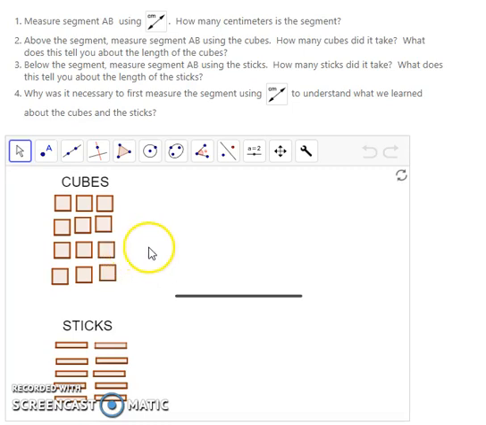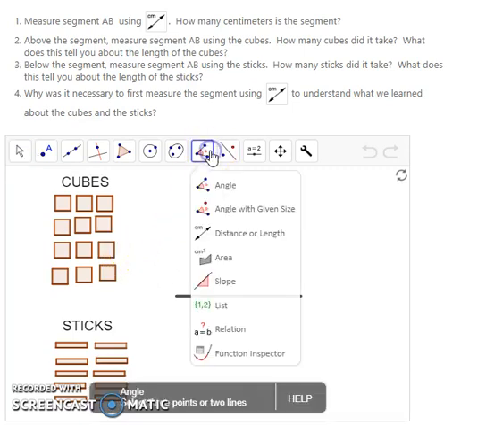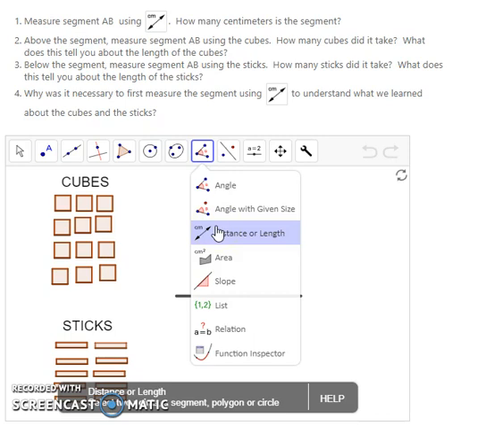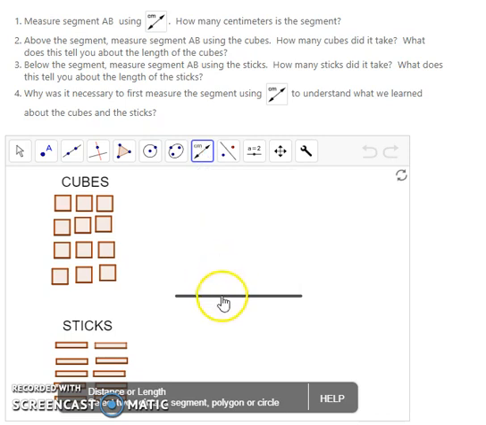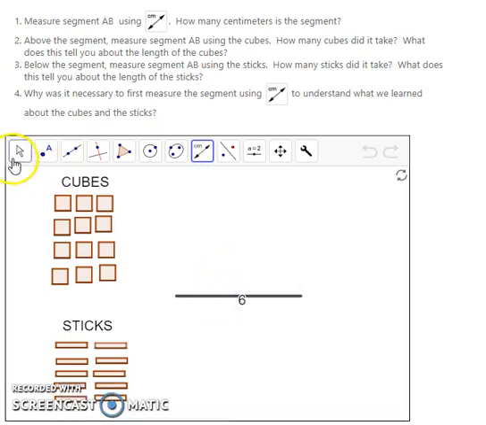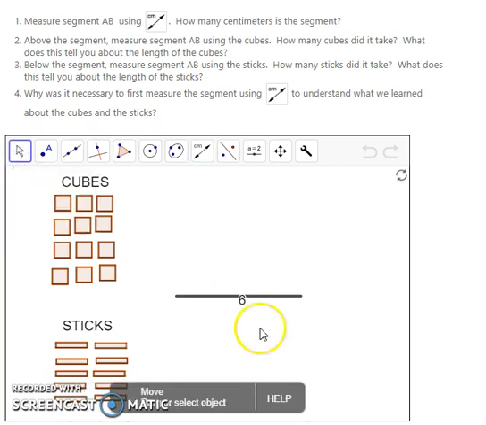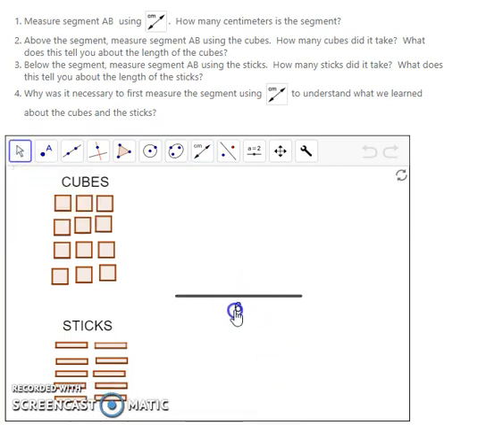Alright, so the first thing it says is to measure the segment, and so what I'm going to do here is measure distance or length, and remember, I can click directly on the segment and it'll give me my measurement. So now I need to go back to my move tool, drag this so you can see it. So we see it's 6 units, so I'm going to move it right there in the middle, will be fine.